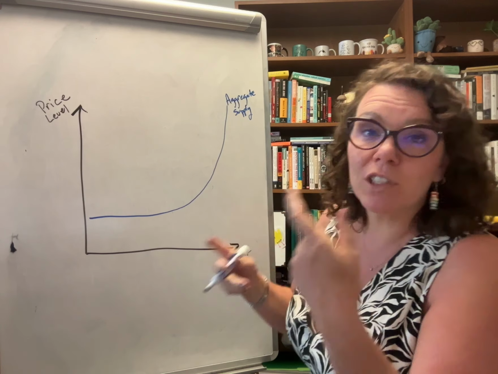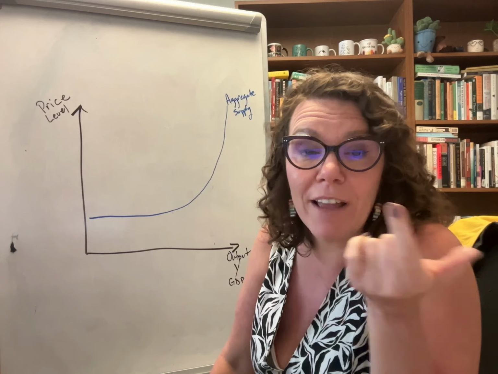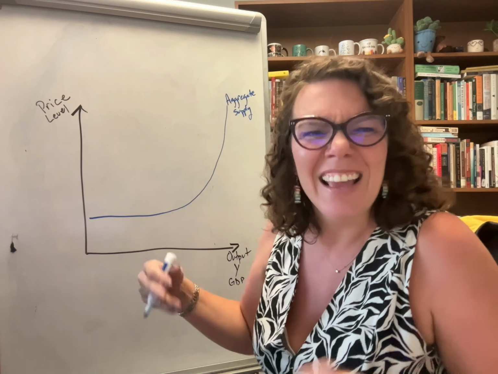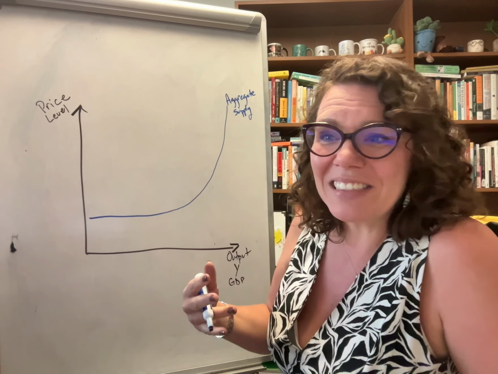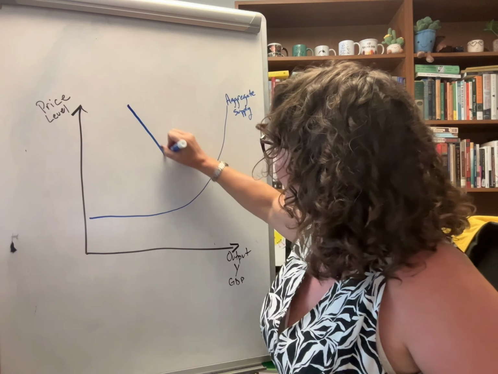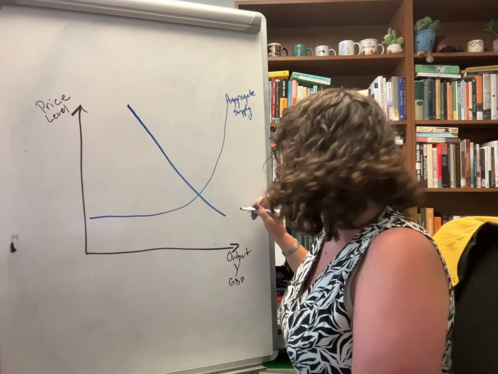It's going to be downward sloping because as prices go down, we're going to tend to buy more of everything. And so when all prices go down, we'll buy more of everything. And when all prices go up, we'll buy less. So we're going to see aggregate demand be generally downward sloping like that. Not as interesting as aggregate supply.